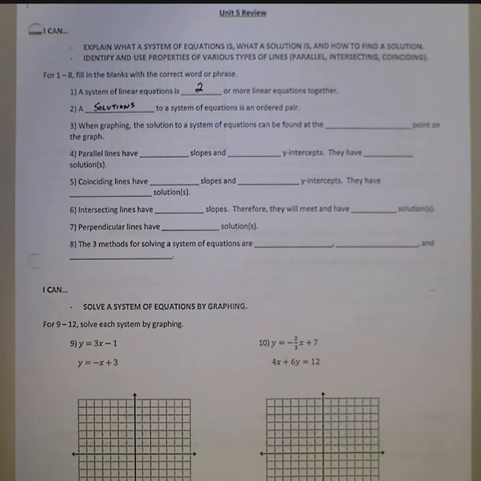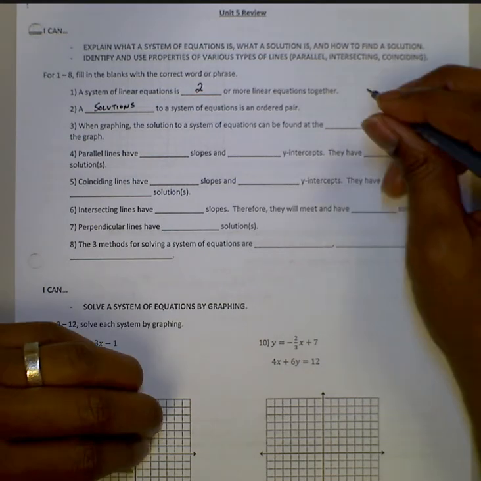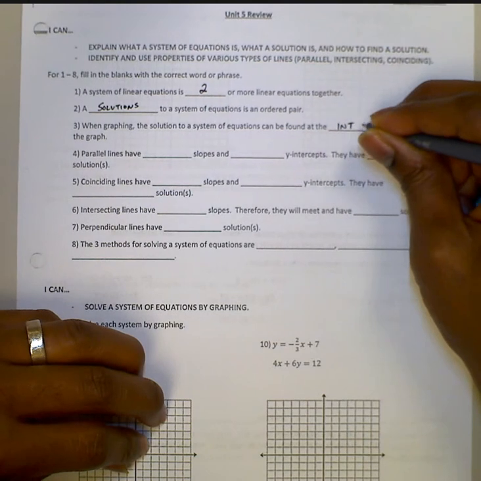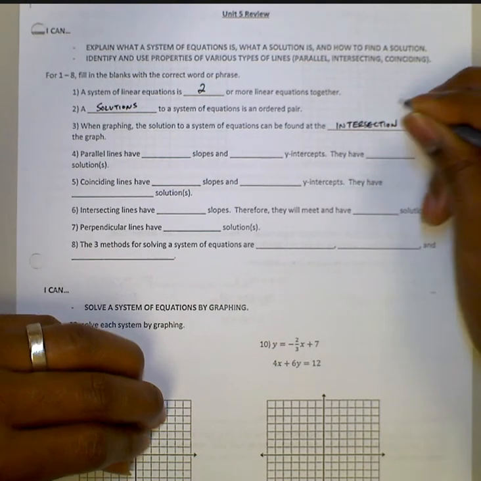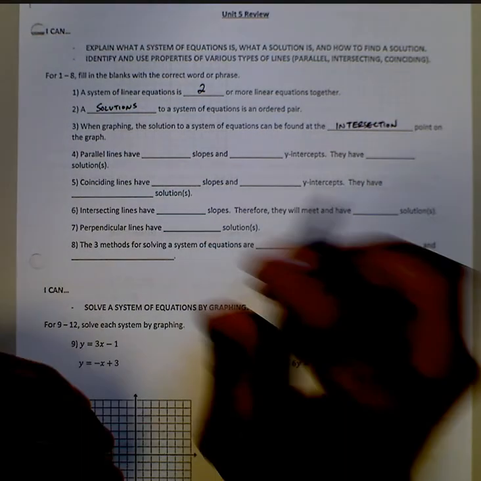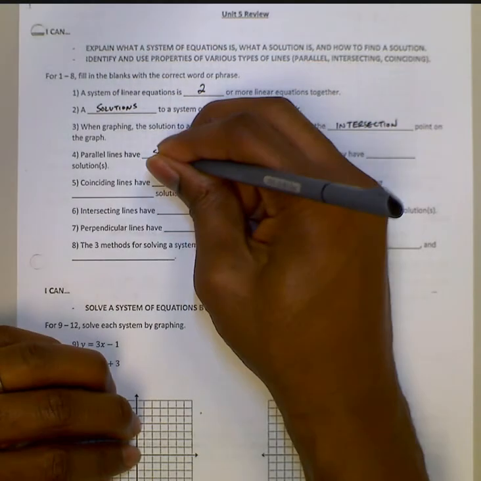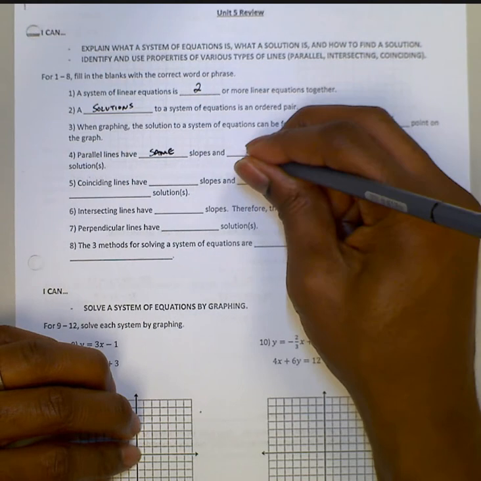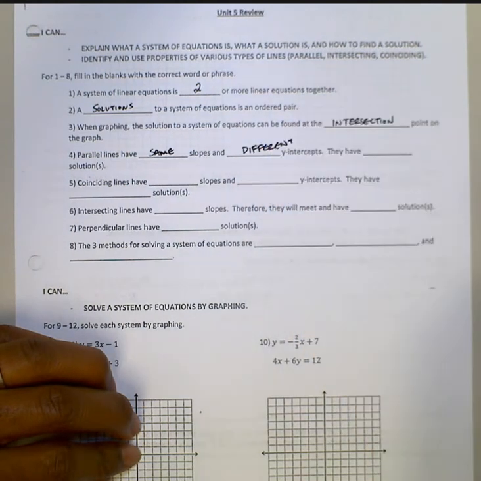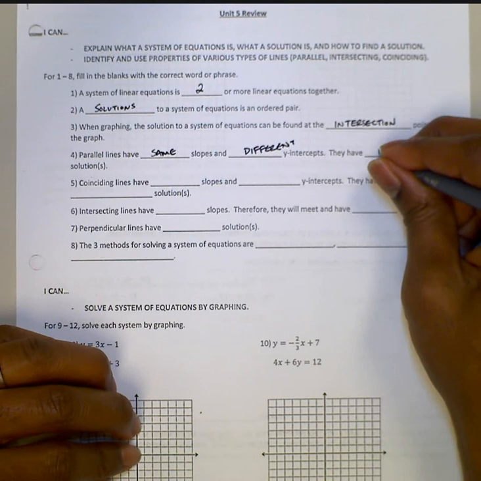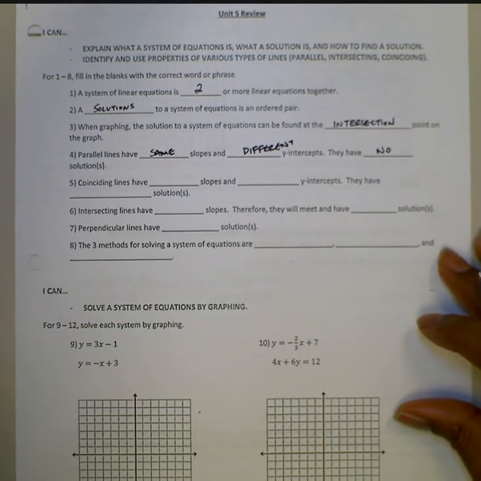When graphing, the solution to a system of equations can be found at the intersection point on the graph. Parallel lines have the same slope and different y-intercepts, and they have no solutions. Okay, they don't meet, no solutions.